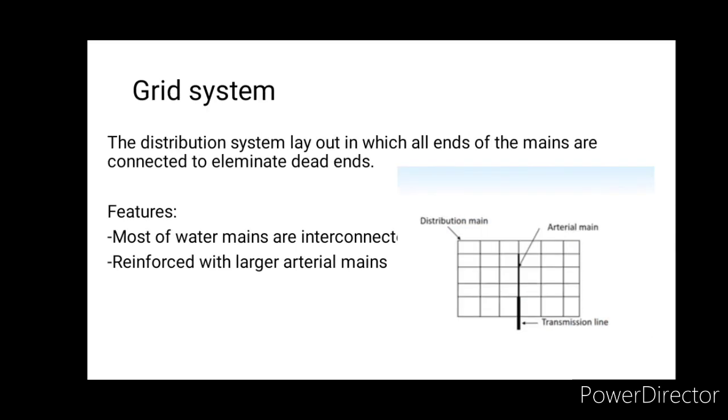The next type of system is the grid system. It is a distribution system layout in which all ends of the mains are connected to eliminate dead ends. Some features: most of the water mains are interconnected, reinforced with larger arterial mains. And the last one is flow: usually good, since mains are 6 inches or more and water flows from 2 to 3 directions.